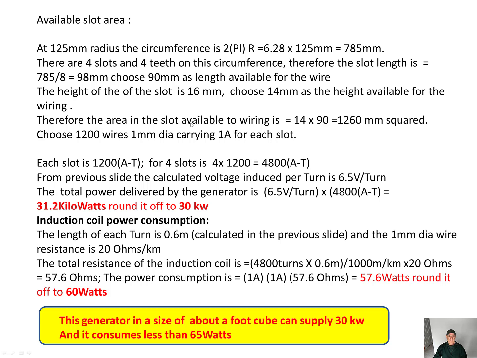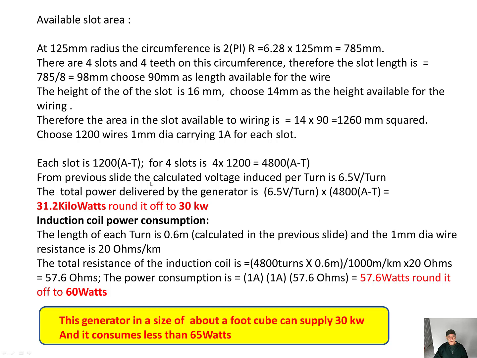We choose the available height as 14 millimeters for the wiring. Therefore, the area of the slot available for wiring is 14 times 9, which is 126 millimeters squared. We choose 1200 wires, 1 millimeter diameter, 1 amp for each slot. So each slot is 1200 ampere turns. For 4 slots, it's 4 times 1200, which is 4800 ampere turns.